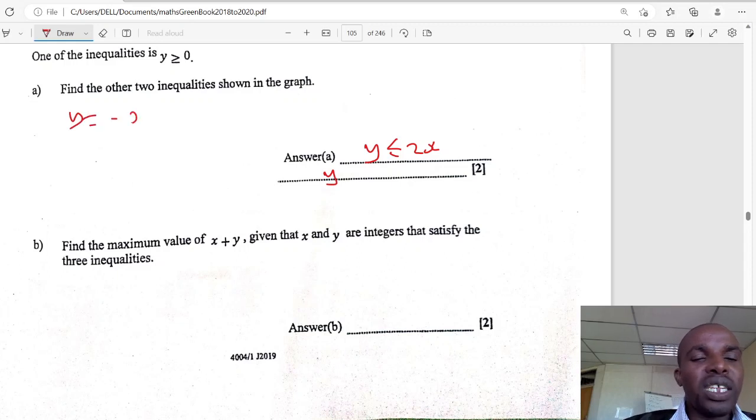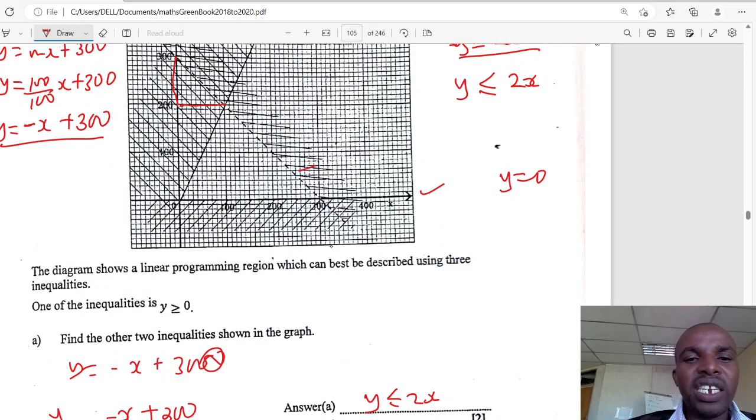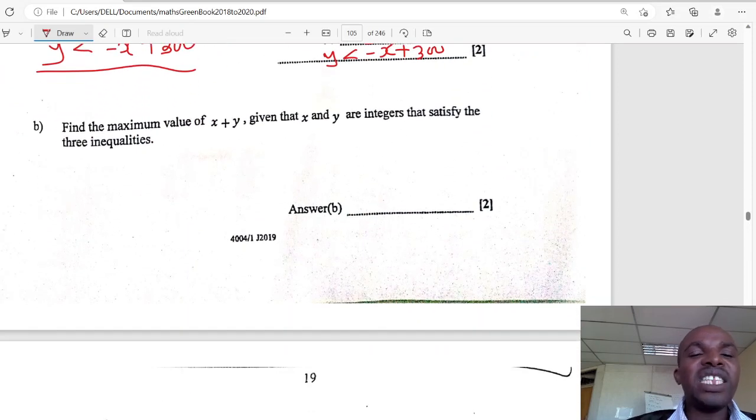Y is equals to minus x plus 300. Then check which side is the inequality that you have to put. Shaded is above the line, right? It's above the line. So we want below the line, which is the less than side. Then it's dotted, so it's just less than. Then that will be the answer. So less than minus x plus 300. Done.